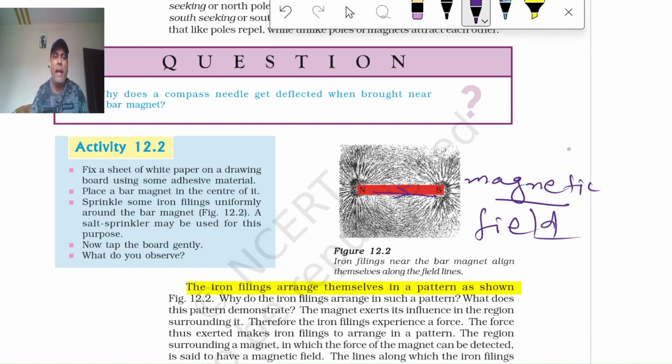The iron filings arrange themselves in the pattern as shown. Why do the iron filings arrange in such a pattern? What does the pattern demonstrate? The magnet extends its influence into the region surrounding it, and therefore the iron filings experience a force, which makes them arrange in the pattern. The region surrounding the magnet in which its force can be detected is said to have a magnetic field. The iron filings align themselves along the magnetic field lines.